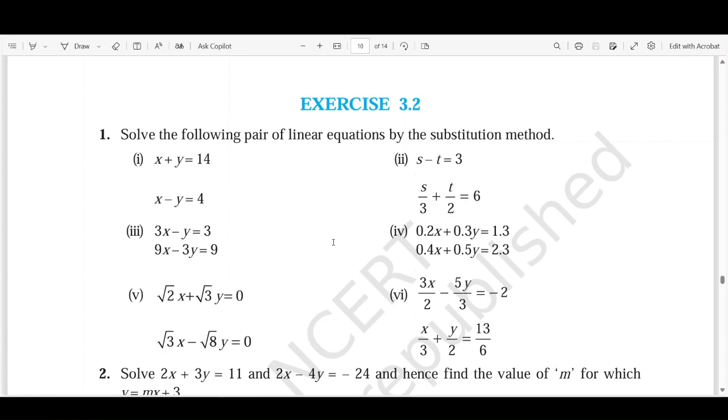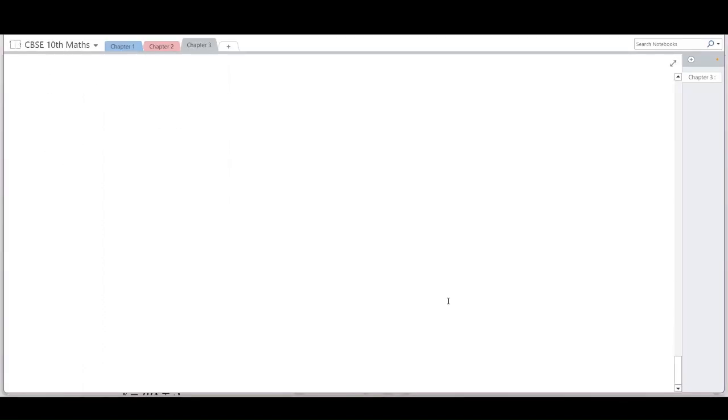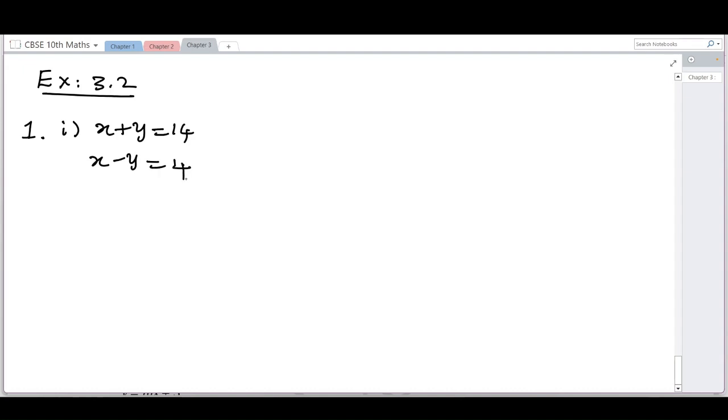Moving on to exercise 3.2. Question number 1. Solve the following pair of linear equations by the substitution method. Here they have given pairs of equations and we have to use the method of substitution to solve them. First subdivision: x plus y equal to 14, x minus y equal to 4. So we can easily solve this.